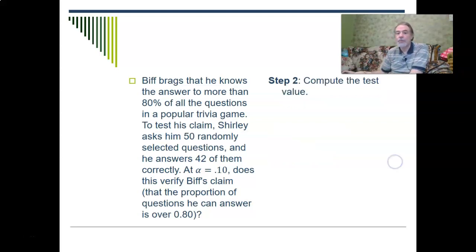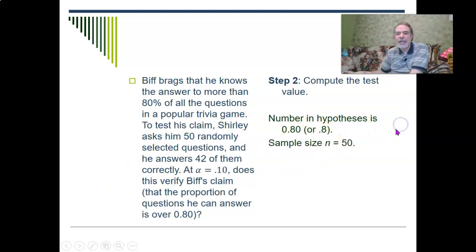Okay, so that's step 1. Now step 2, compute the test value. Remember what I said that we're going to need for that. We need to know the number in the hypotheses. That was 0.80, or just 0.8. We need to know the sample size. That was 50. That's how many questions Shirley asked him. And out of those 50, the number that he actually did answer correctly was 42. 42 out of 50. So x is 42.